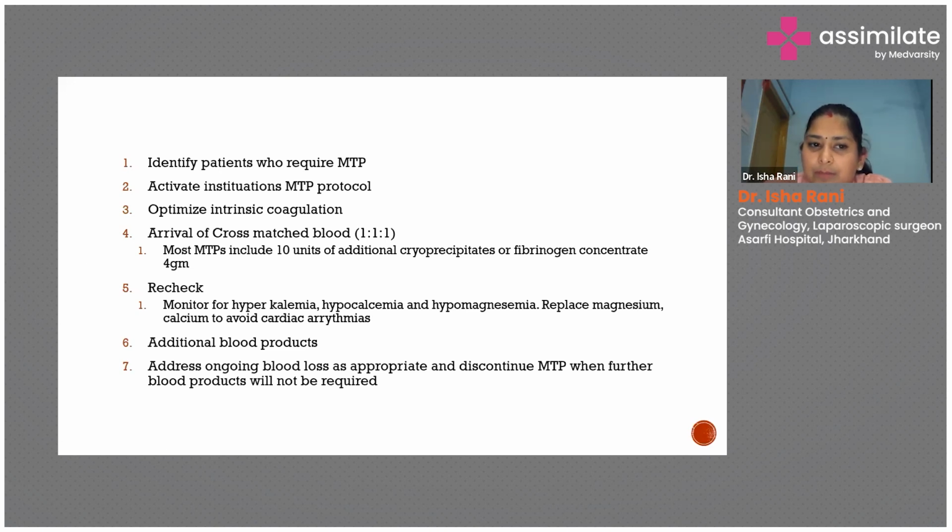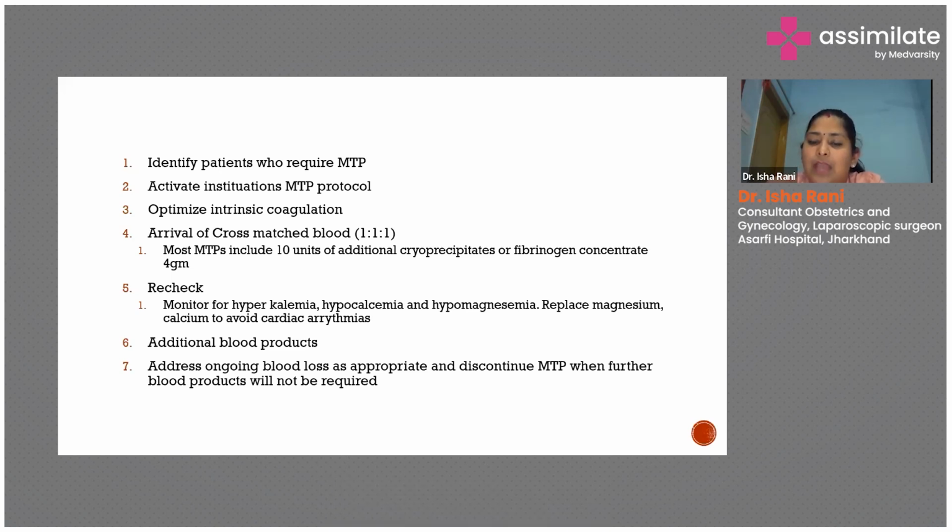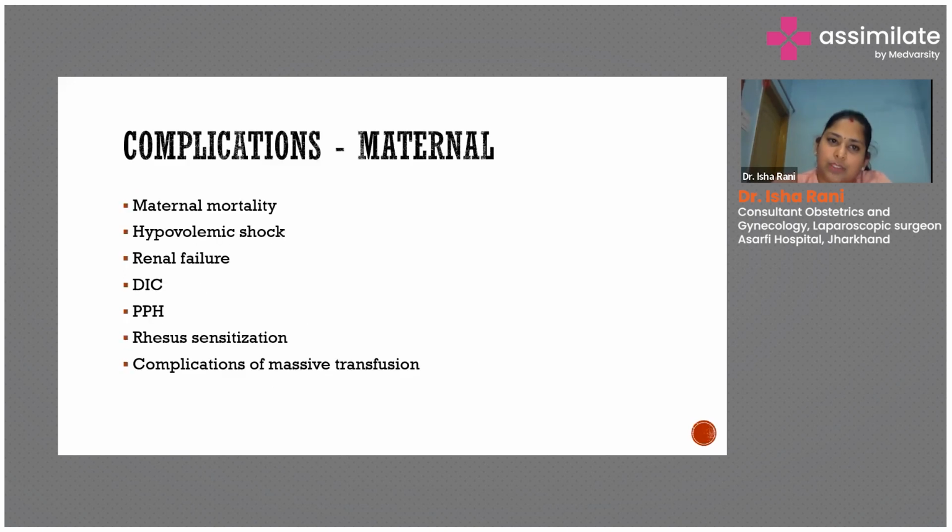As soon as the MTP1 kit has been released, the blood bank should start arranging the MTP2 kit. Once the blood has been transfused, we have to keep on monitoring the electrolytes. The patient might present with hyperkalemia, hypocalcemia, and hypomagnesemia. So we have to replace magnesium, calcium, and potassium if necessary to avoid cardiac arrhythmias. Additional blood products may be required. At every step, if there is ongoing blood loss, then we have to keep on resuscitating the patient. If the patient starts improving, the MTP protocol is discontinued.